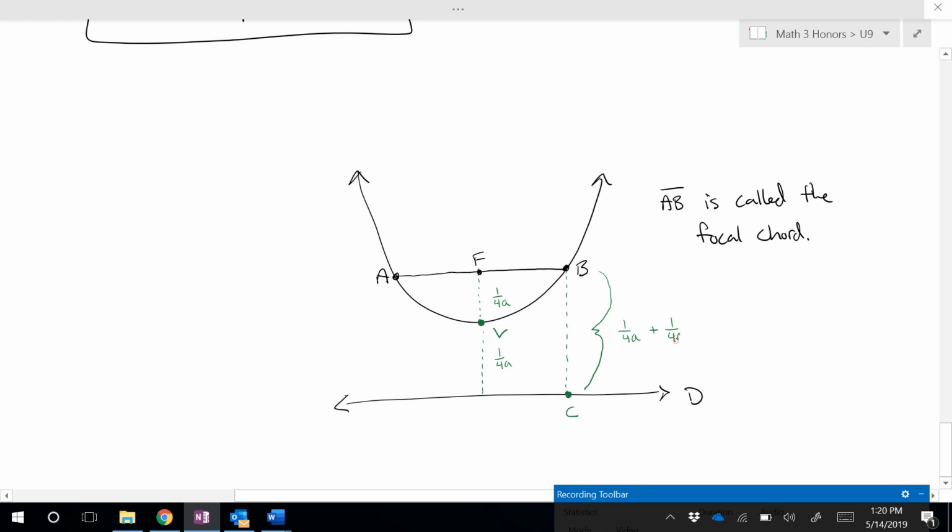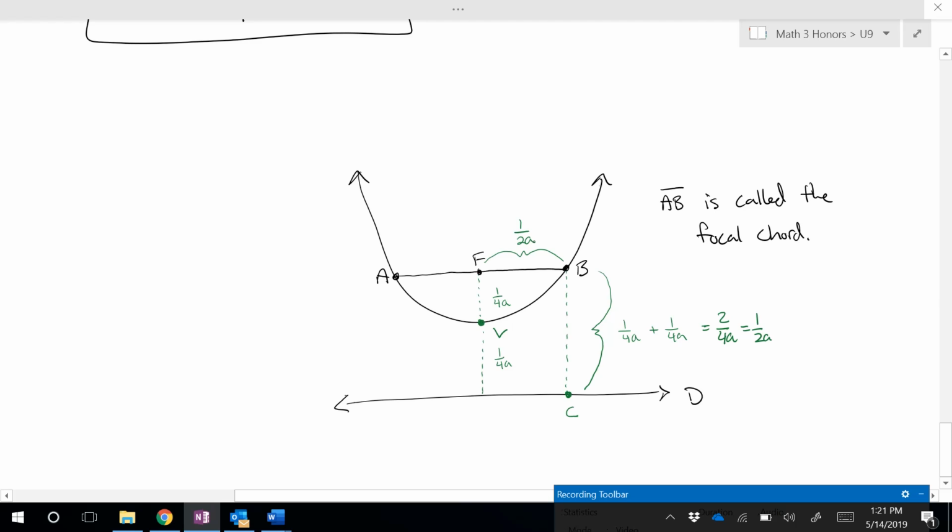Does that make sense? Because this is 1 over 4a and this is 1 over 4a. So you add them up to get that total distance, which is 2 over 4a, which is 1 over 2a. What else is 1 over 2a? The distance from F to B. That's the definition.